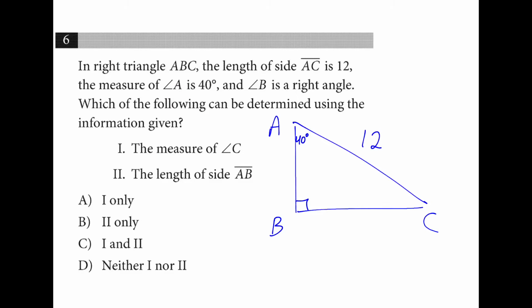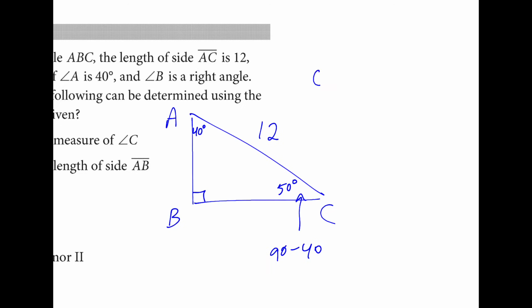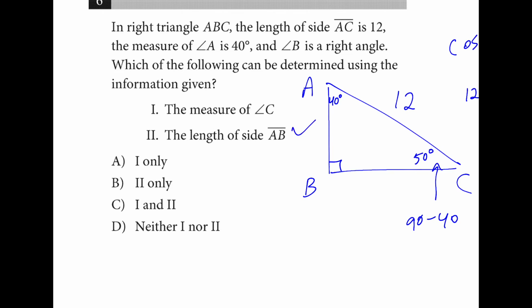So here's a right triangle, ABC. AC has a length of 12, angle A is 40, and B is a right angle. We can also figure out angle C. This is going to be 90 minus 40, or 180 minus everything else that's there, so that's going to be 50 degrees. Could we figure out the length of side AB? Well, if we said the cosine of 40 degrees, that's going to equal AB over 12. So that's going to be 12 cos 40 is equal to AB. So we can figure out that one too. C.